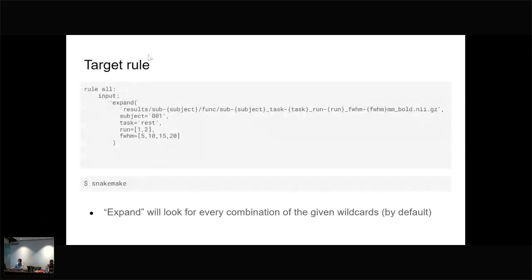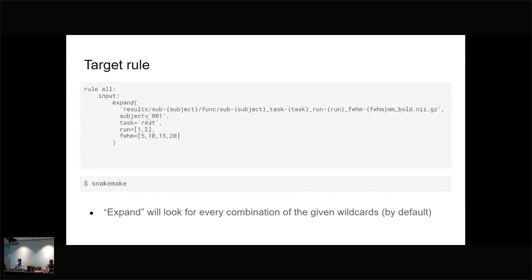And because all we have is an input here, Snakemake won't do anything with the input, but will look for the rules that can generate these files if they don't already exist. And the way we specify files from a list of different wildcards is by using that same path that we had as the output to our last function: result/sub with subject wildcards and task wildcards and run wildcards and other wildcards. And then with the expand function, we can provide lists of concrete values that we want for that wildcard.